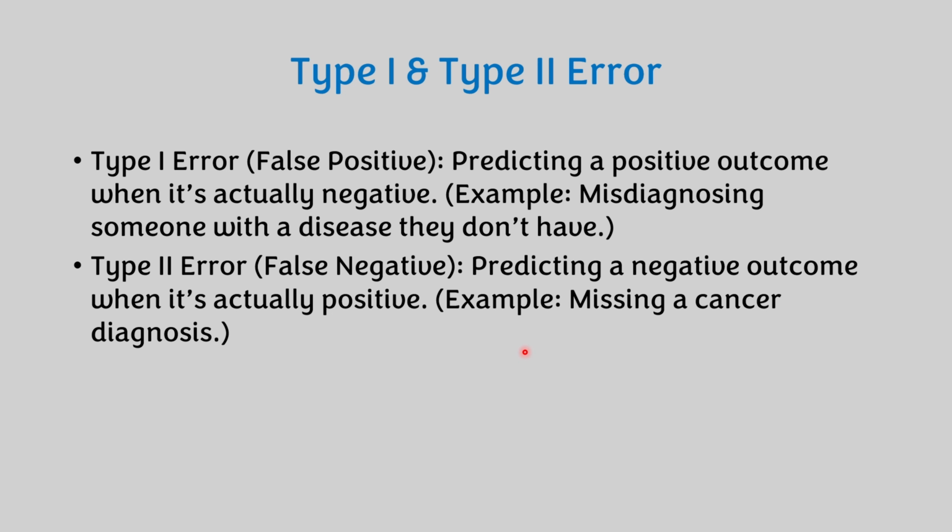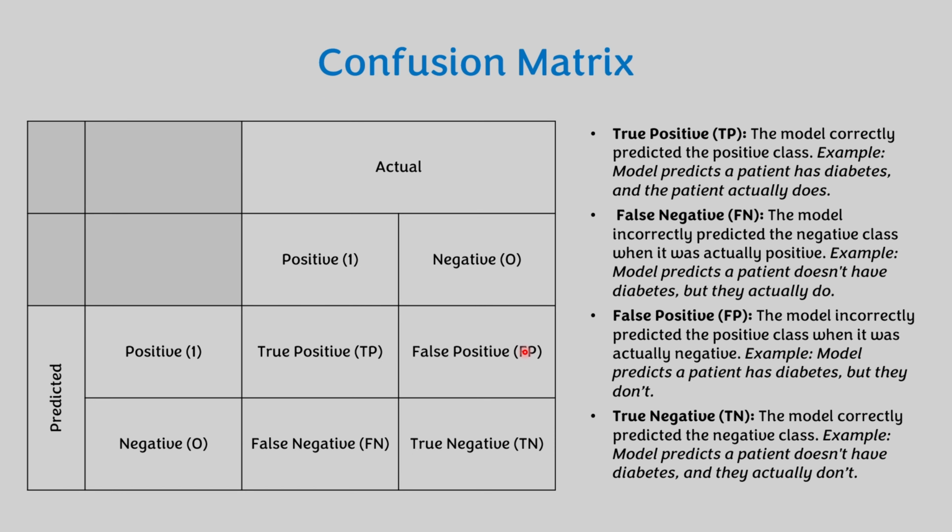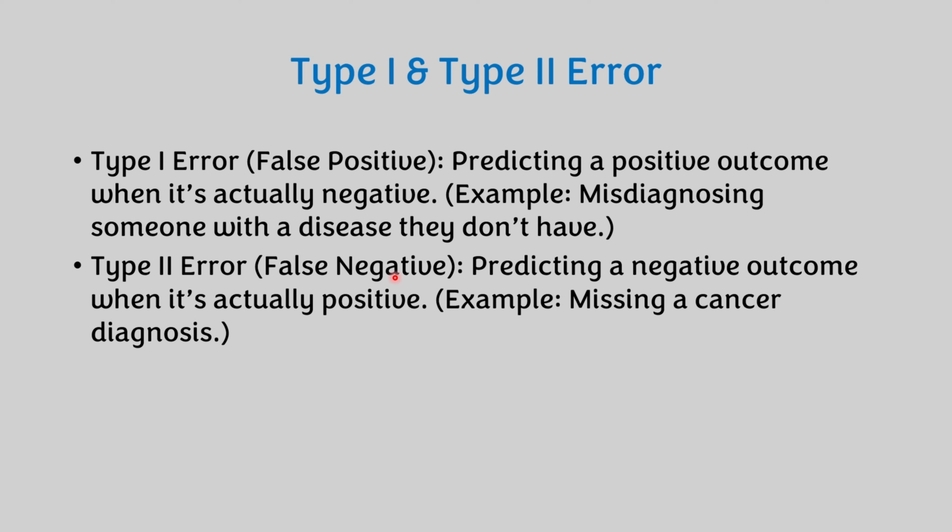From the previous confusion matrix, some terminologies may be familiar: the false positive and the false negative. The false positive is what we call the type 1 error, or the alpha, and it's predicting a positive outcome when it's actually negative. On the other hand, the false negative is the type 2 error, which we call the beta.